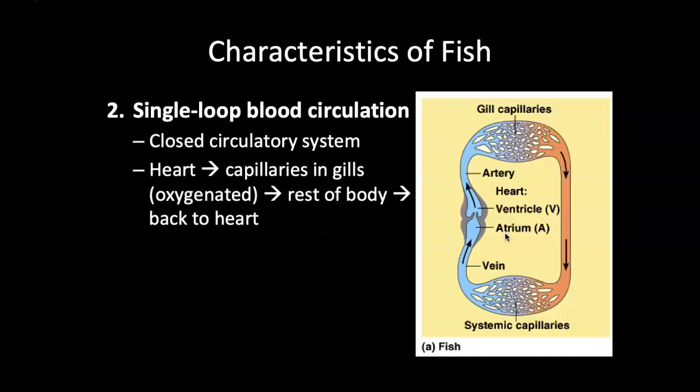The second characteristic of fish is that they have single loop blood circulation. It's a closed circulatory system, kind of similar to that of our arthropods and our squid and octopi. The heart carries the blood to the capillaries in the gills, where it becomes oxygenated. We just saw that on the last slide. Then it gets carried to the rest of the body.